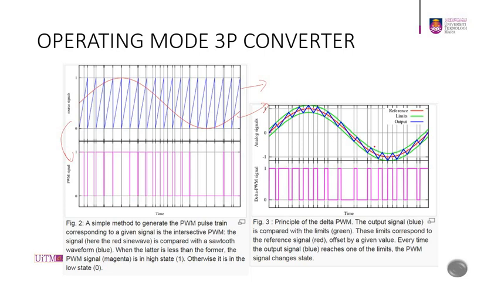This figure shows the principle of a delta PWM. You have the output signal in blue, which is compared with the limits in green. Green is the limit, and this limit corresponds to the reference signal in red, the sinusoidal reference. The offset is given by the value. So every time the output signal reaches one of the limits, the PWM signal changes the state. Same method.